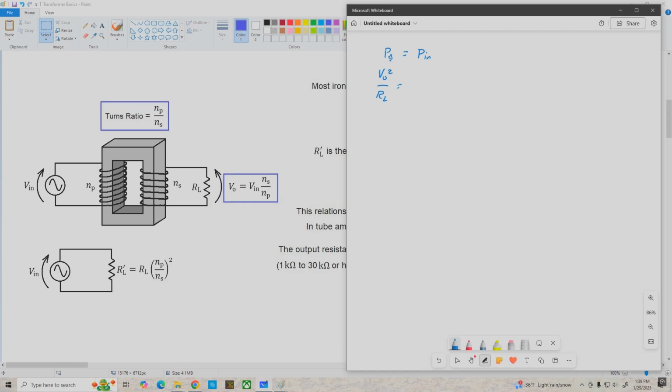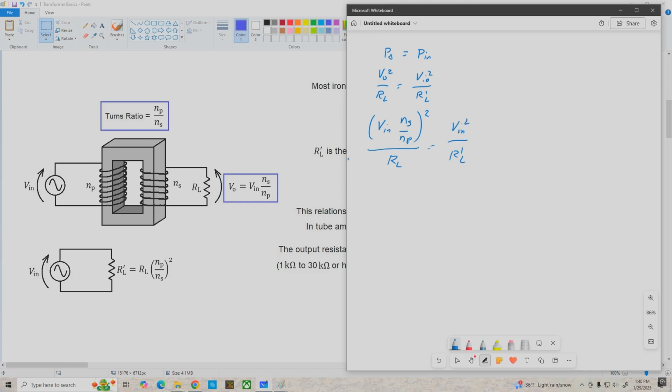And the power in is V_in squared divided by the resistance we're driving, which we're calling R'_L. Now, what we're going to do next is define V_out in terms of V_in. That is, we're just going to apply this equation and substitute that into the numerator of this equation. So we've got V_out squared, which is (V_in times N_S over N_P) squared divided by R_L, is equal to V_in squared over R'_L.